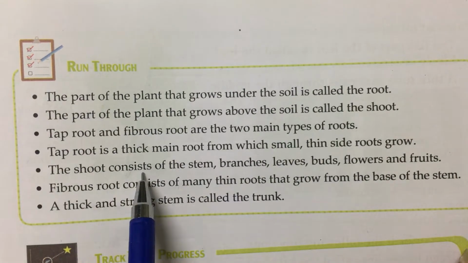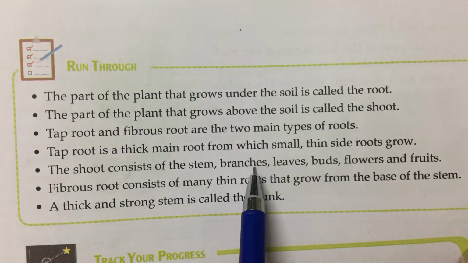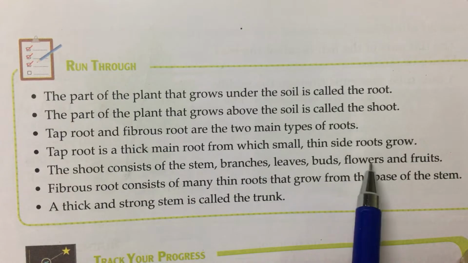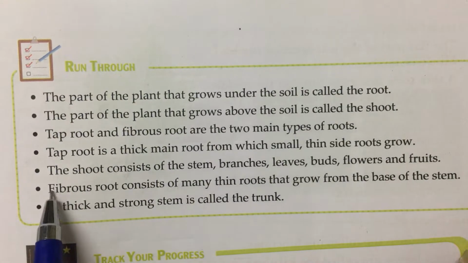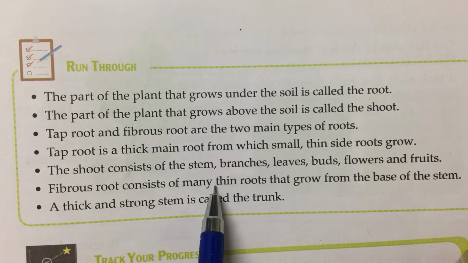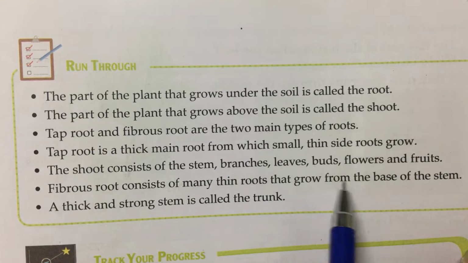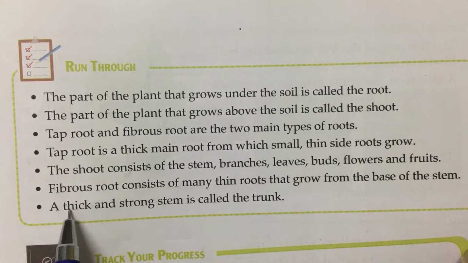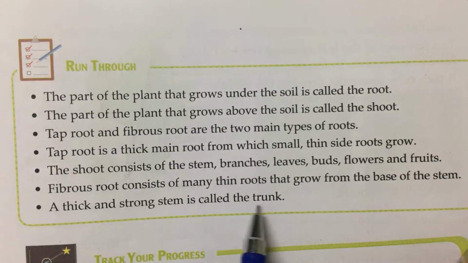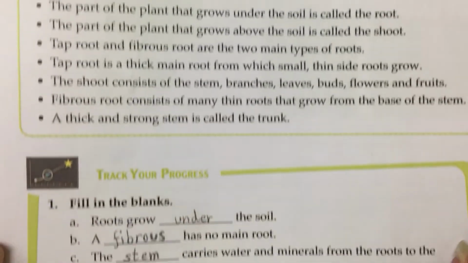The shoot consists of the stem, branches, leaves, buds, flowers, and fruits. Fibrous root consists of many thin roots that grow from the base of the stem. A thick and strong stem is called the trunk.